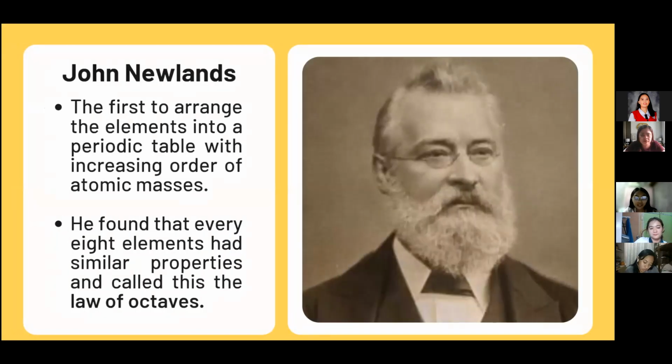So next is si John Newlands. So John Newlands is a British chemist. So he was the first to arrange the elements into a periodic table with increasing order of atomic masses. He found that every 8 elements had similar properties and called this the law of octaves. So gi-arrange na yung elements by 8, every 8 elements in increasing order of masses, but hindi siya nag-leave ng gaps for undiscovered elements.